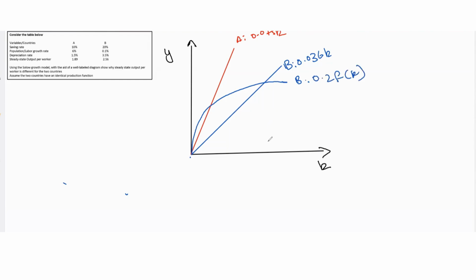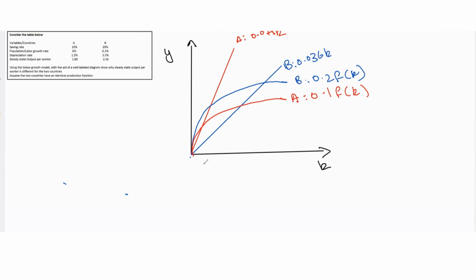Now let's make it for country A. Country A's investment per worker curve is lower. So this is for country A, and this is 0.1 FK. So let's find the steady state level of output and capital per worker for both of them.